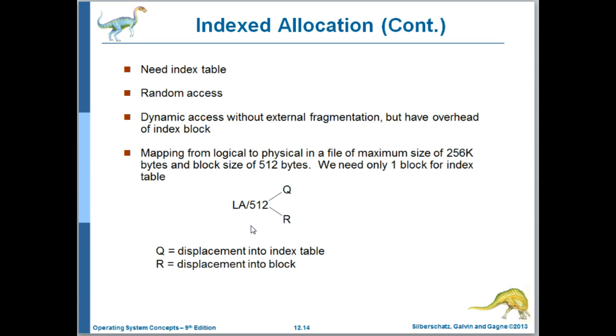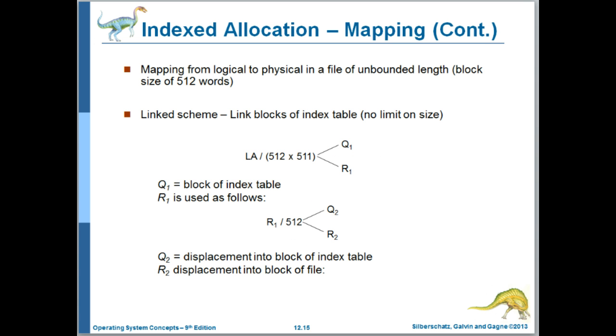The logical address to physical block and offset calculation is fairly simple. Take the logical address, divide by the block size. The quotient gives you the index into the index table, and the remainder gives you the offset within the block. It's certainly possible, if a file is large enough, that a single index block won't be sufficient. One way of adding additional index blocks is to link them.